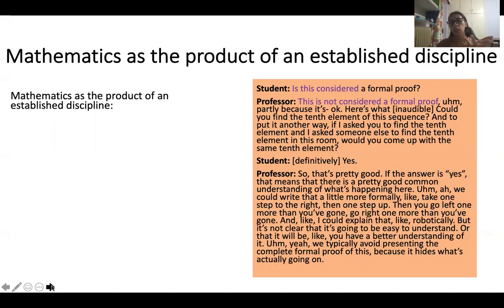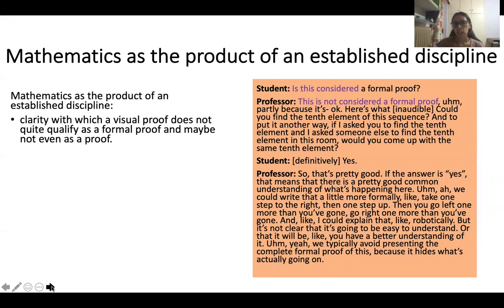However, we also see another discourse, a discourse which conceptualizes mathematics as the product of mathematicians' work. So here we see this discourse in the clarity with which a visual proof does not quite qualify as a formal proof, and maybe not even as a proof. It doesn't qualify as a formal proof very clearly by what the professor says in the purple part here. But also, if you noticed earlier when we had the picture of the proof, the word proof was in quotation marks, suggesting that maybe it's not exactly proof.